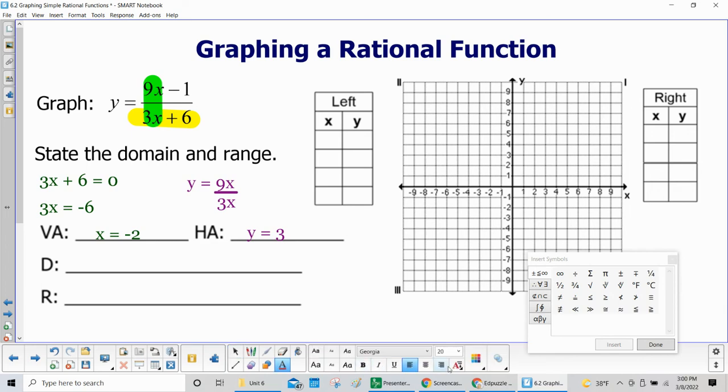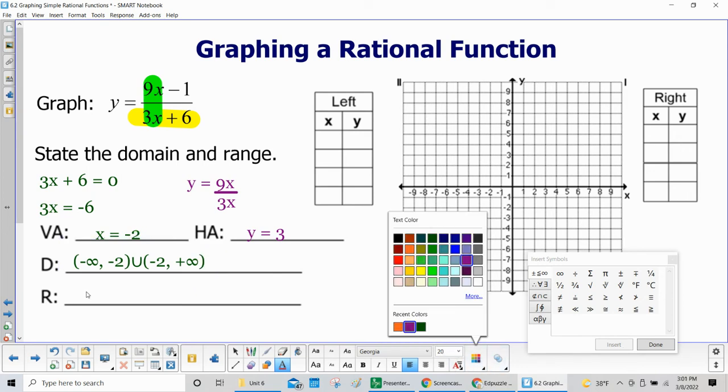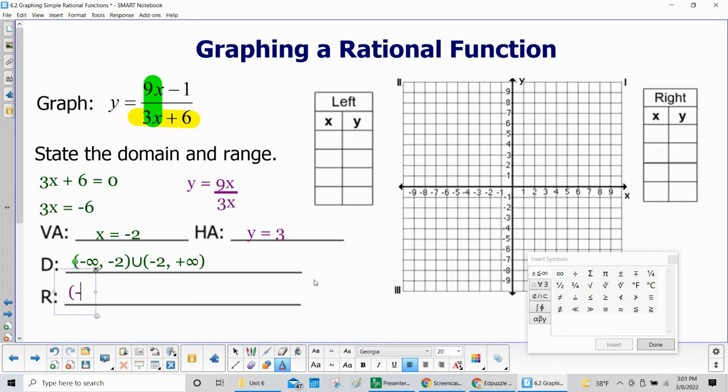If I wanted to go in and find my domain and range, my domain, of course, would be from negative infinity to -2. And then on the other side of it, I would end up with -2 all the way up to positive infinity. For my range, I should see something along the lines of negative infinity. So we're kind of making predictions here. Negative infinity to 3. And then I should see it pick up on the other side, from 3 to positive infinity.